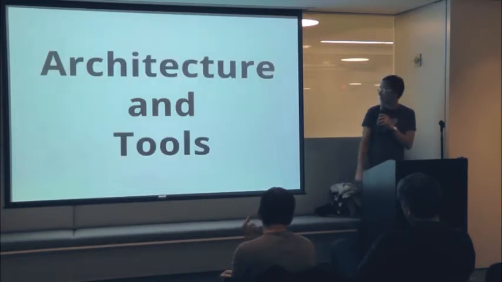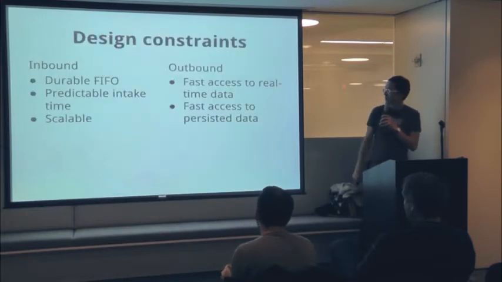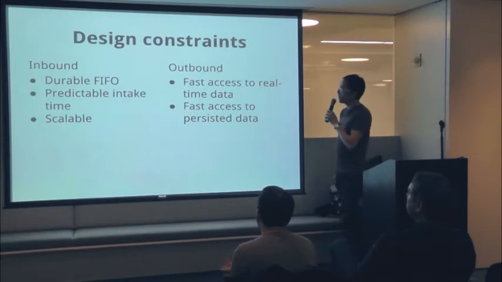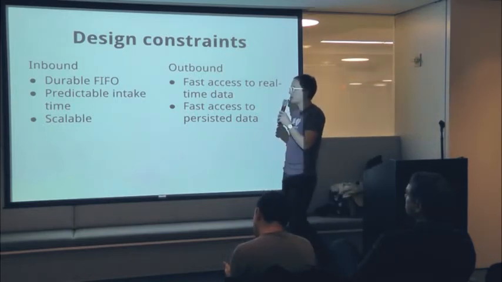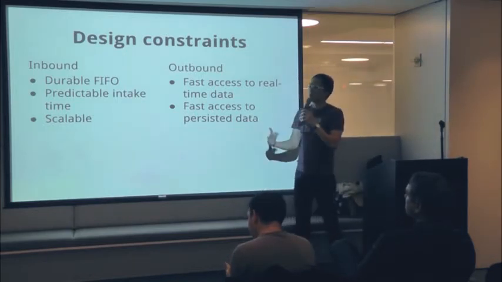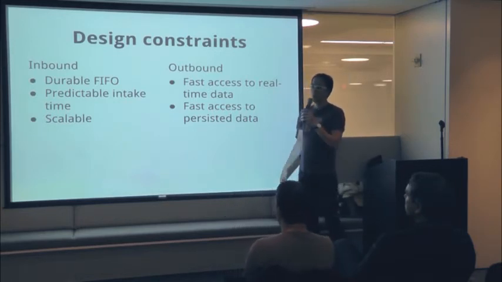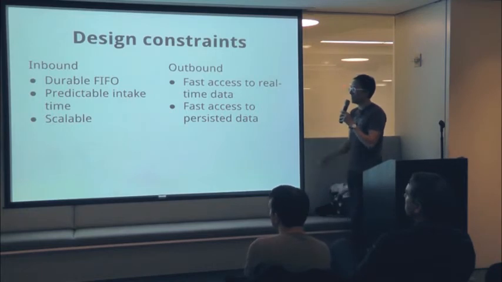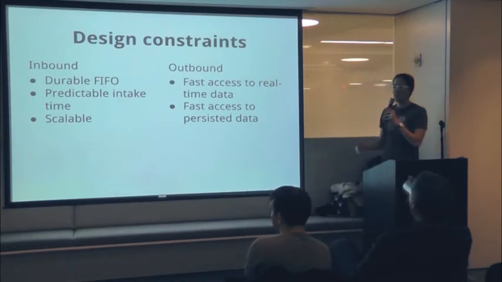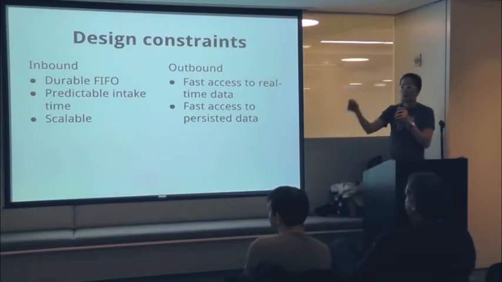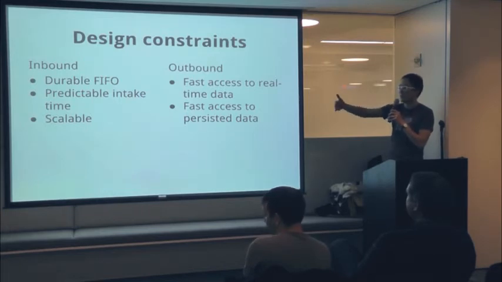Good? All right, so now on to the architecture. A few design constraints, or architectural constraints. Inbound, because we have so much data coming in compared to what we serve out, we want some durable queue, basically something that can take data in, that has a predictable intake time, where you write data and persist it so it can be processed later on.